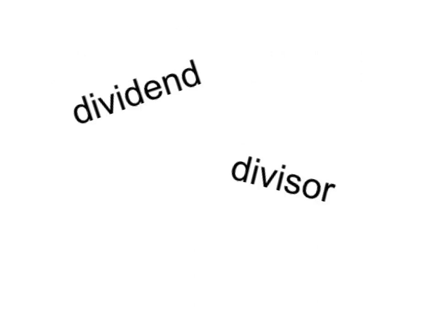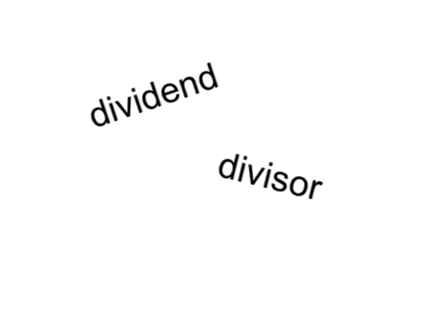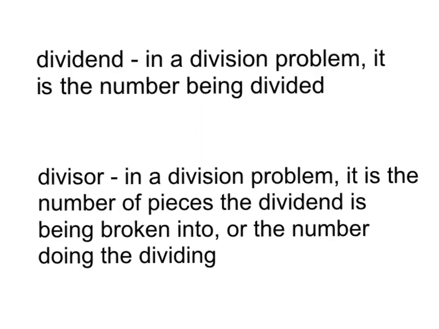You'll have two terms to define in your notebook from this video. They are dividend and divisor. When you see them in the video, pause the video and write them down in your notebook. A dividend, in a division problem, is the number being divided. The divisor in a division problem is the number of pieces the dividend is being broken into, or the number doing the dividing.